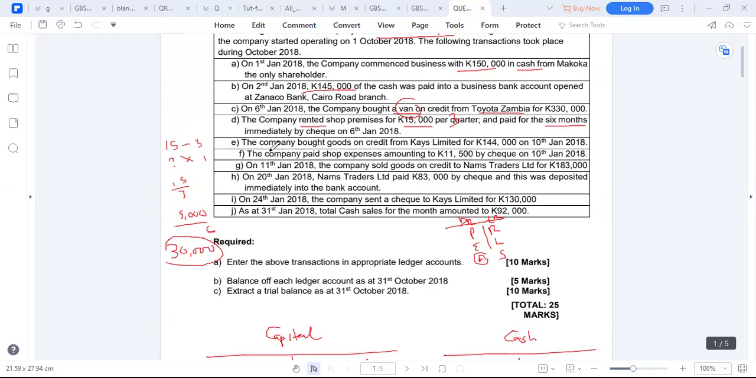All right. Let's go to part E. The good part is for every entry you get a mark. Who wants to help on part E? Okay, the guys, then part F, the ladies. Let's go on.